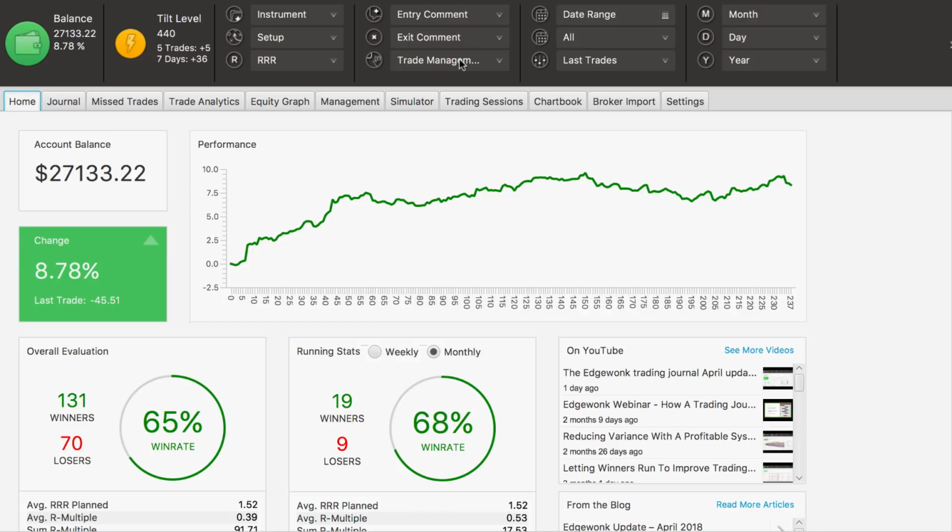So today we have a very nice journal. I went through it and there are many nice examples of how a trader should use Edgewonk. And I also found a few things how the trader could potentially improve his trading. So let's get right into it.